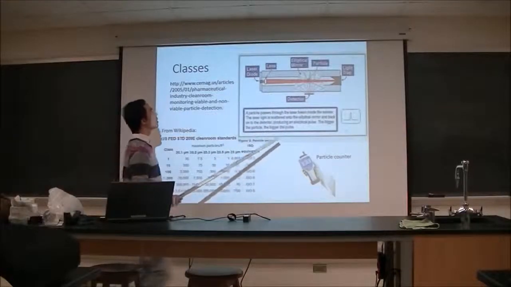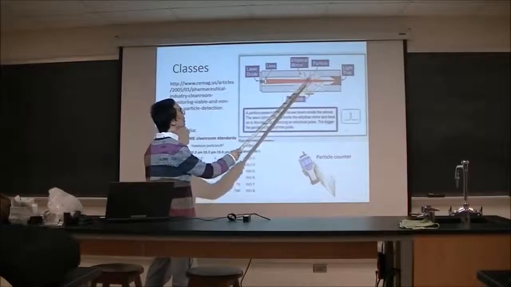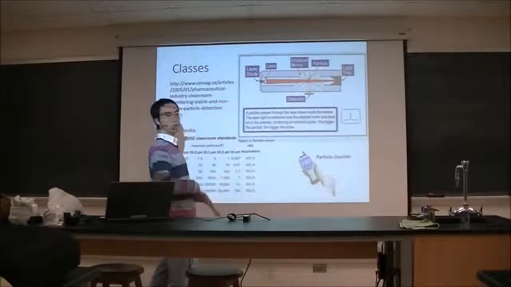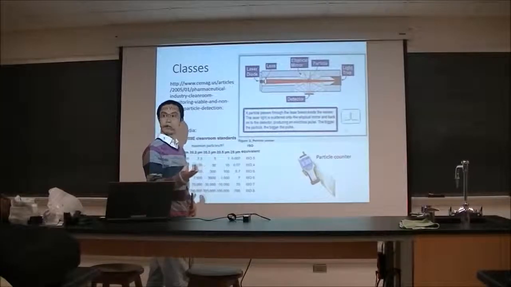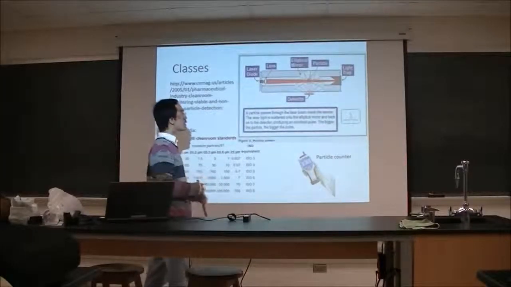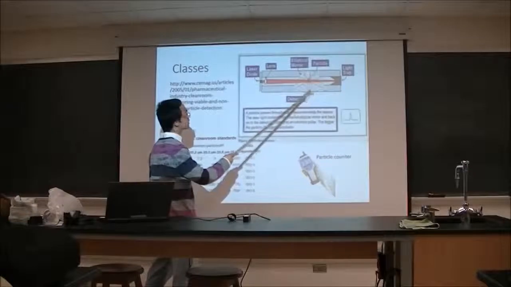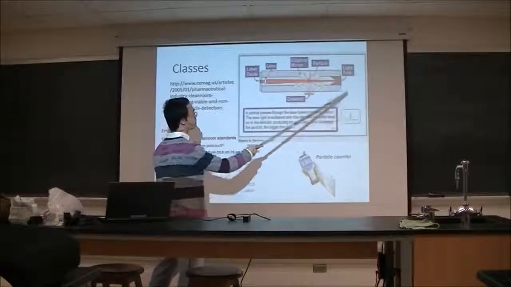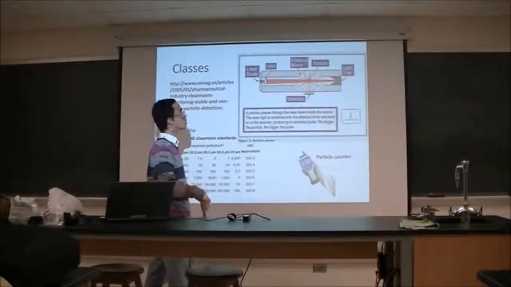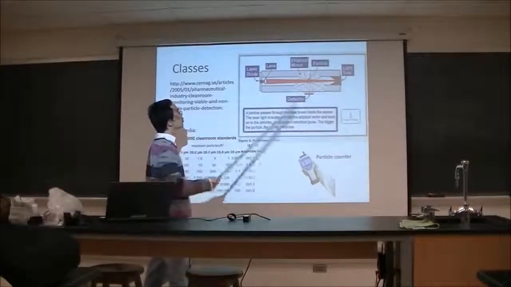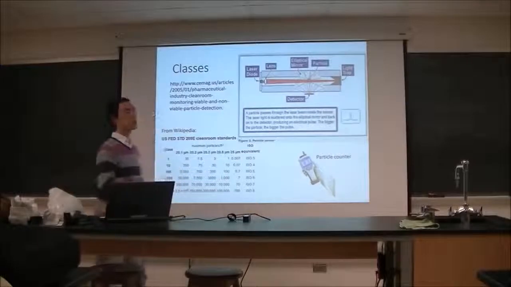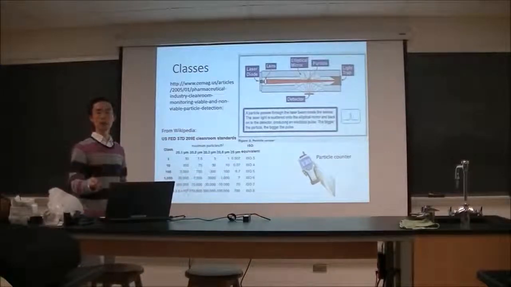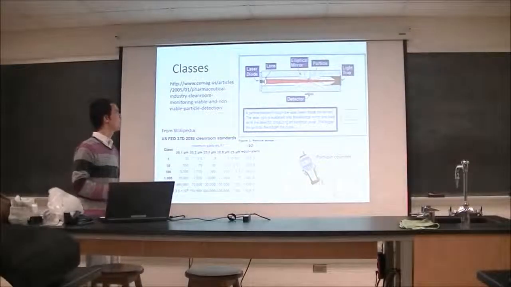So the bigger the particle, the more light it will be, what is the word? Refracting. And then the more light will be collected here, so you will see a bigger electric pulse. And of course, the more particles there are, you're going to see more pulses. So this way you know the number of particles and the size of the particles.